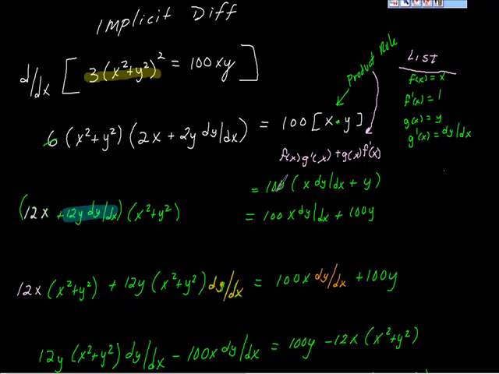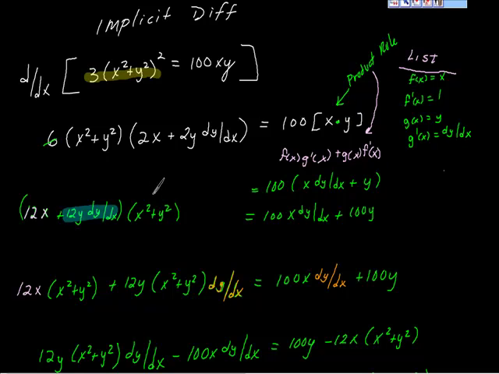Now we're going to go ahead and distribute this 100. So 100 times x dy dx is 100x dy dx, and 100 times y is, of course, 100y. And that gives us this mess down here, doesn't it? Now just a little bit of algebra here, because this doesn't look a lot like up here.